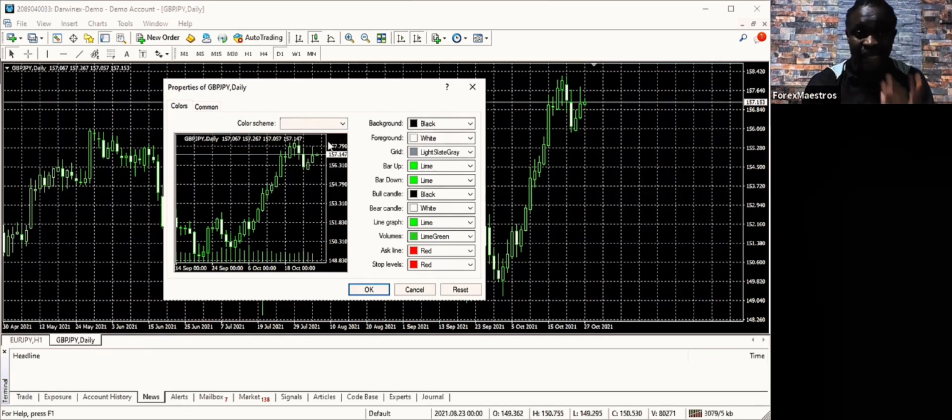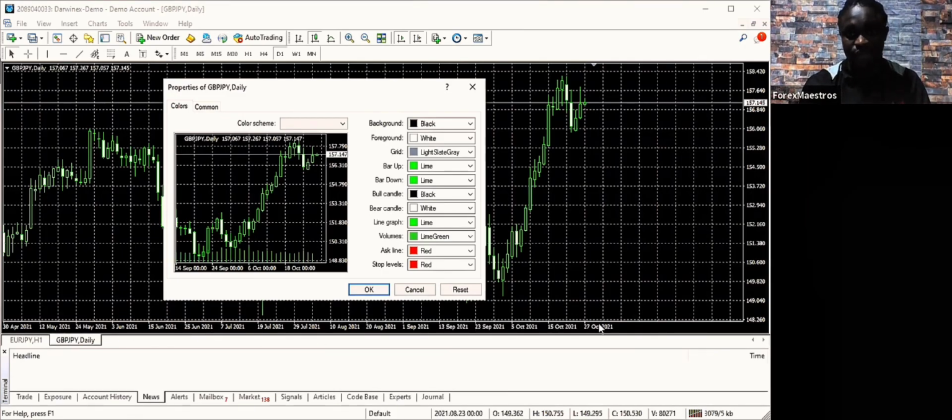It says our foreground is white. We can see that. You can see prices. Yes, you can see prices. You see all these figures, they are prices, just to your right. And then you see the months. This is a daily chart. You can see the different months.